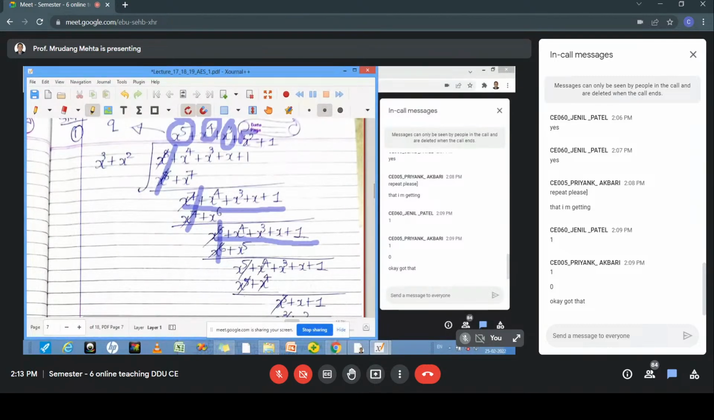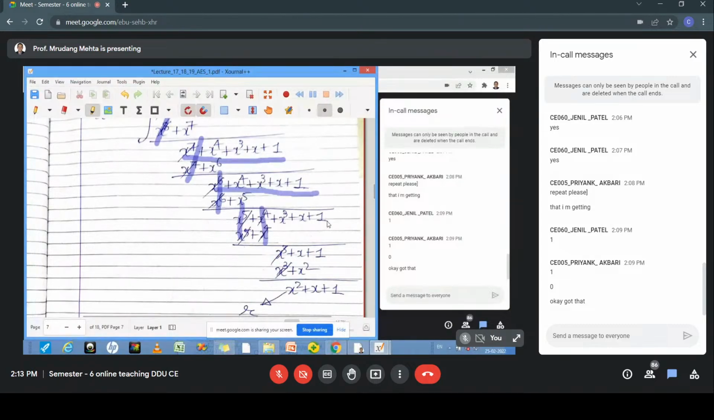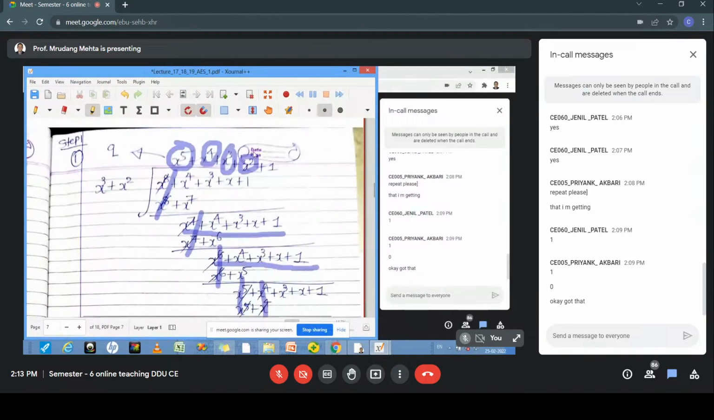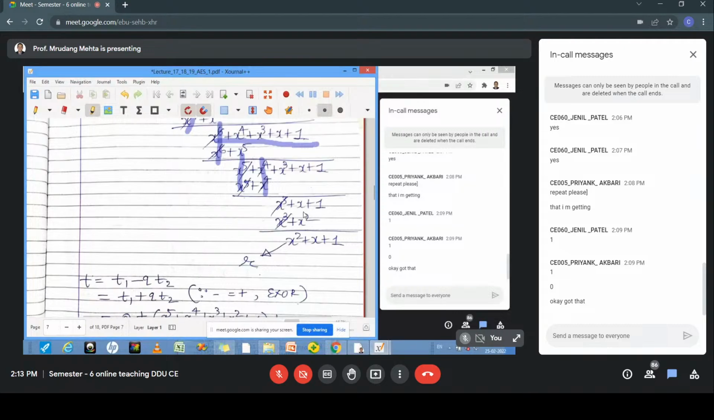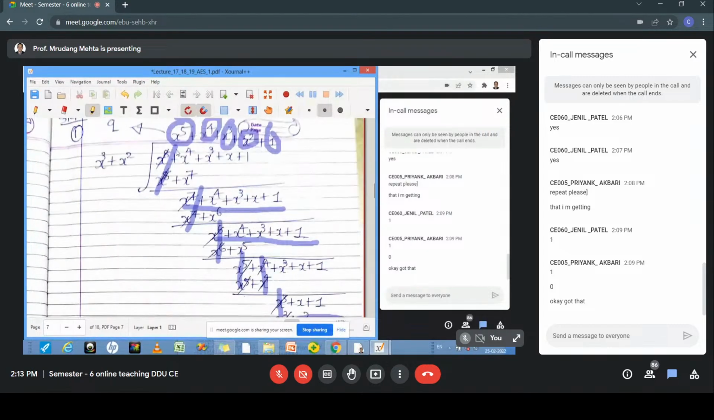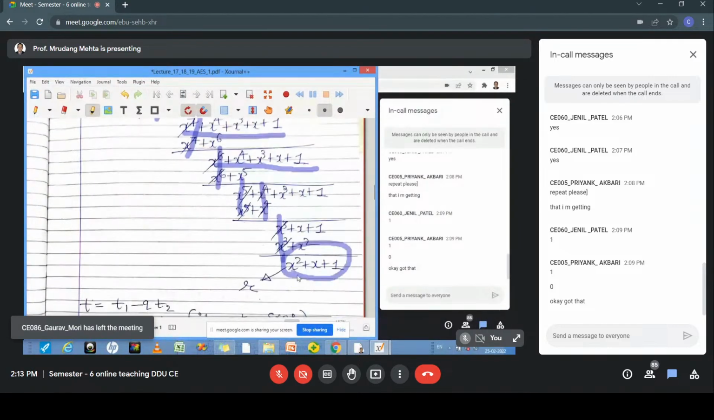Again, I multiplied by x square. So I get x raised to 5 plus x raised to 4. So both of these get cancelled out, and what remains is x cube plus x plus 1. Now again I multiplied by 1. So I get x cube plus x square and this gets cancelled out. So what remains is this. So if I perform this division, then I get this as a Q and this as a remainder.